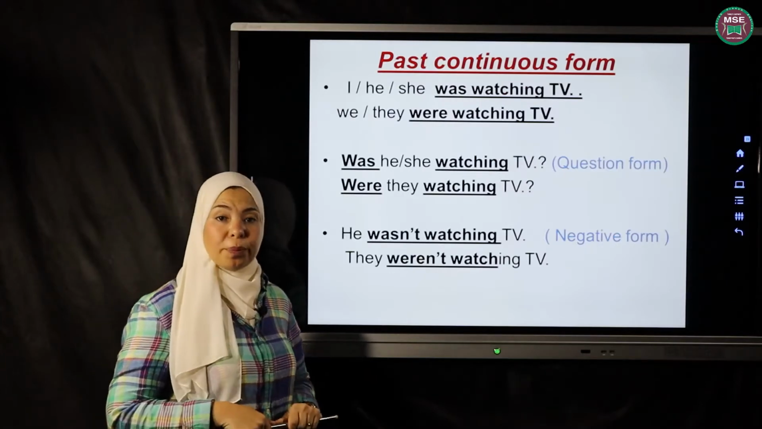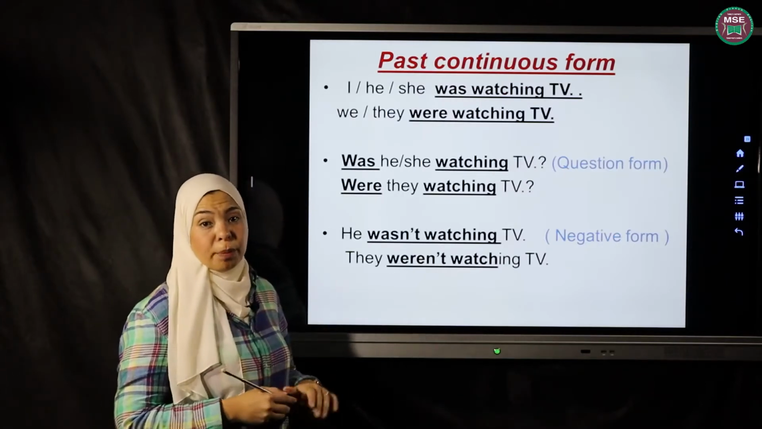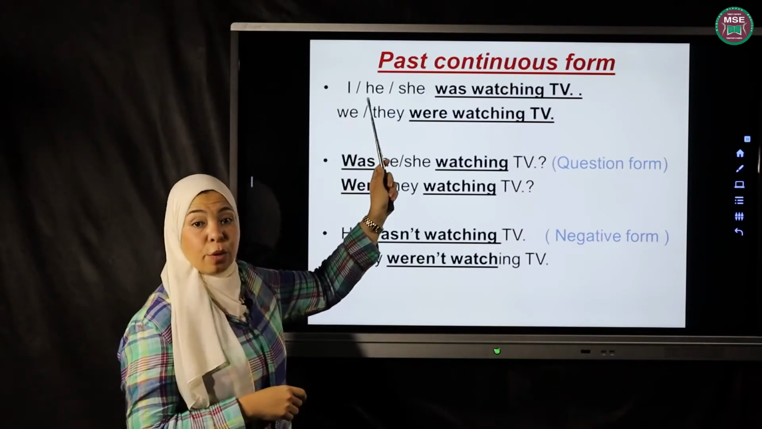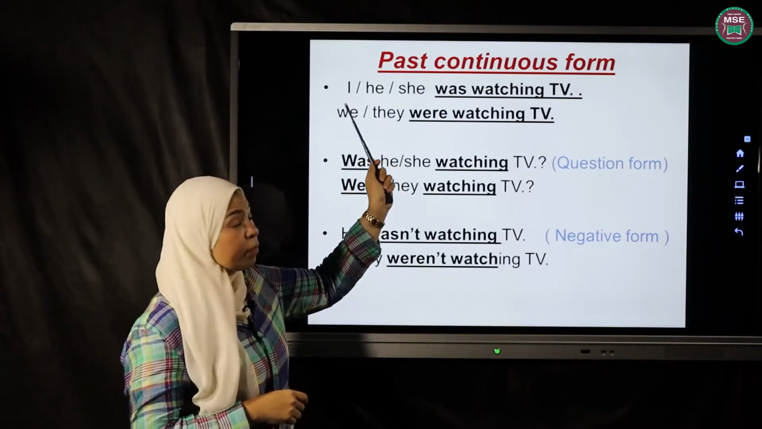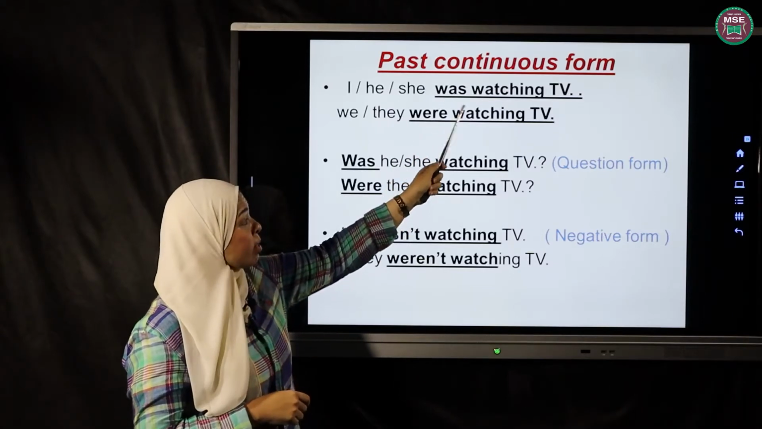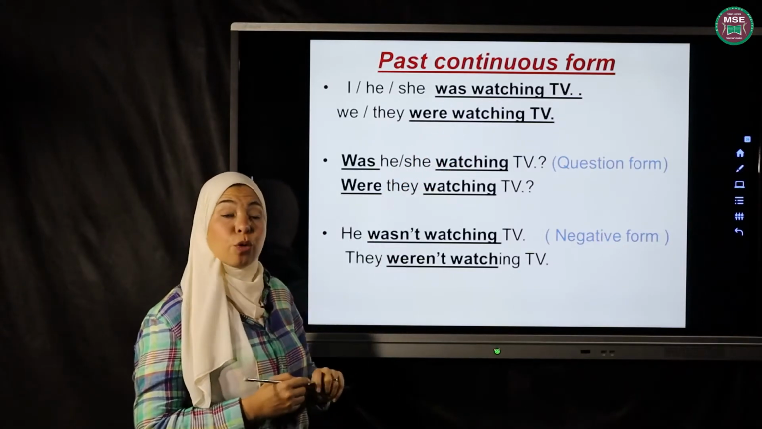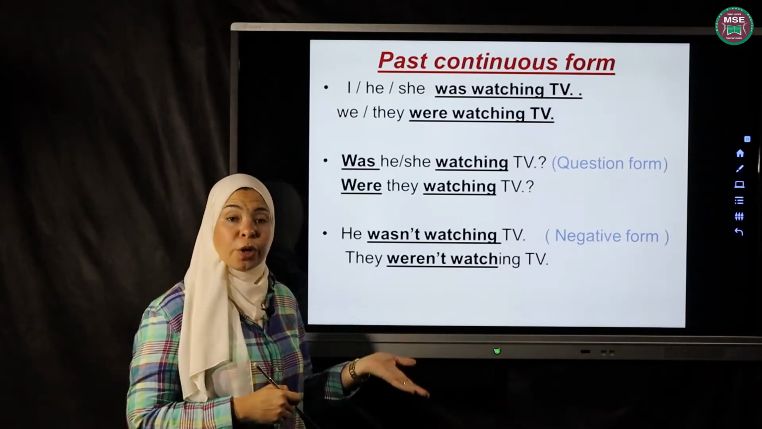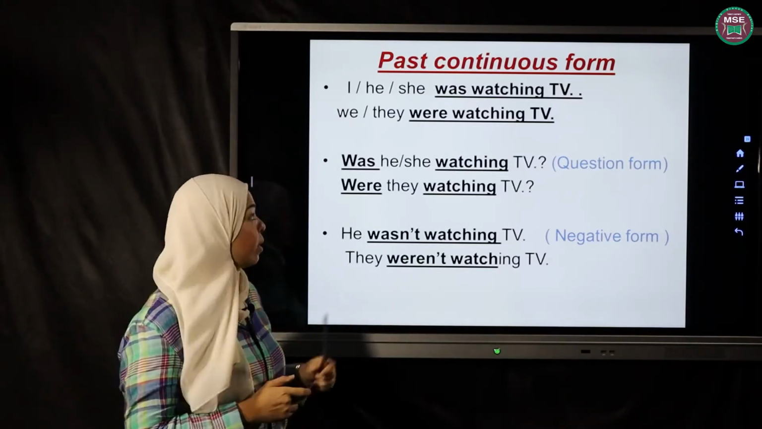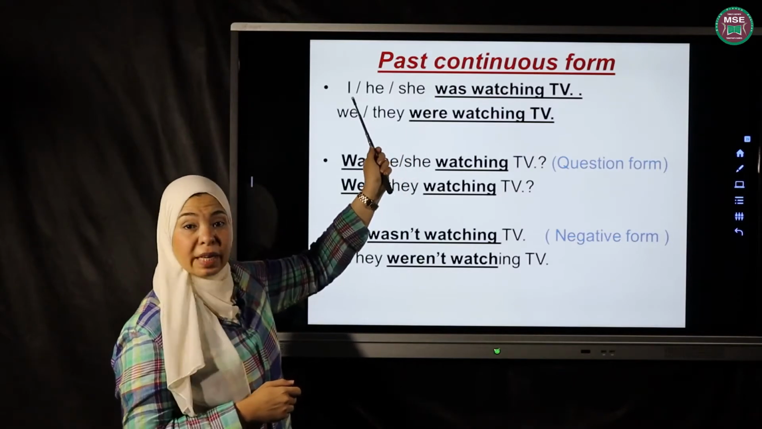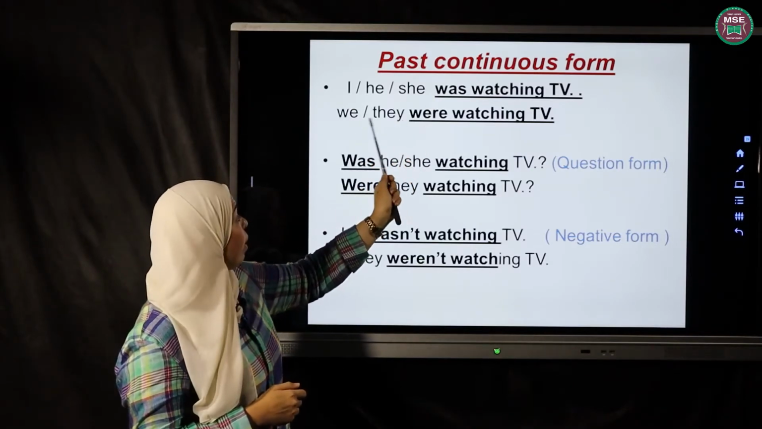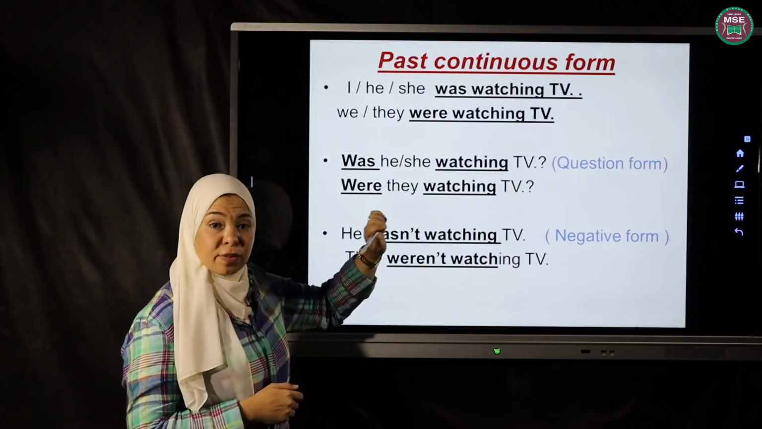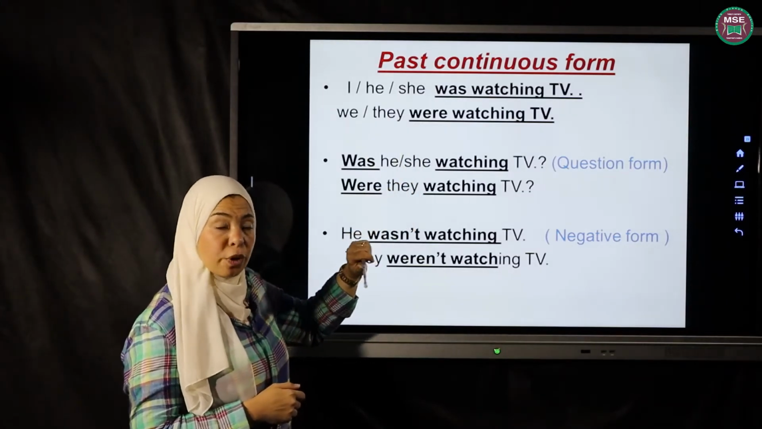Past continuous form. The past continuous form is totally different from the past simple. I or he or she, this is the singular form, plus was, plus verb plus ing. You know was is the past form for verb to be. Was for the singular form and were for the plural form. So I put was because we have he, she, and I. We, they, plus were, which is also the past form for verb to be, but in the plural form.